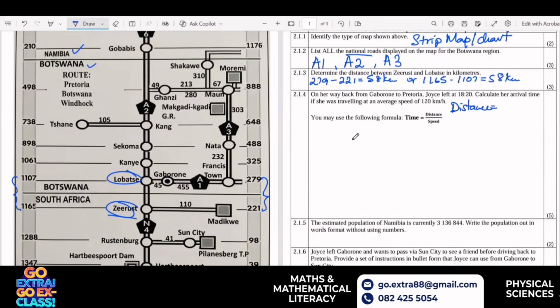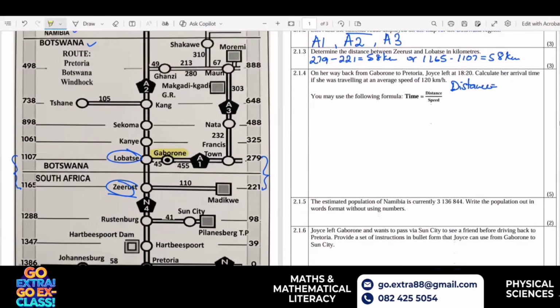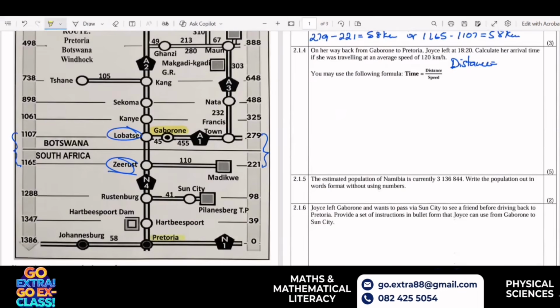Let's look at it from Gaborone. So where is Gaborone? Here, I'm going to try to highlight it. Gaborone, it's here. And then where is Pretoria? Pretoria is here, at the bottom. If you check carefully, you're going to notice that Gaborone is more inside. It is not on this main road.